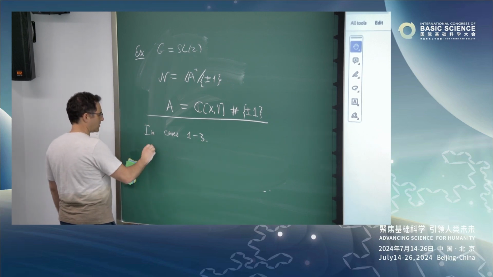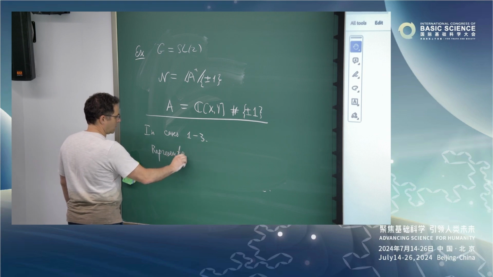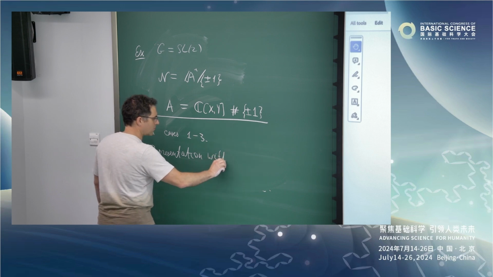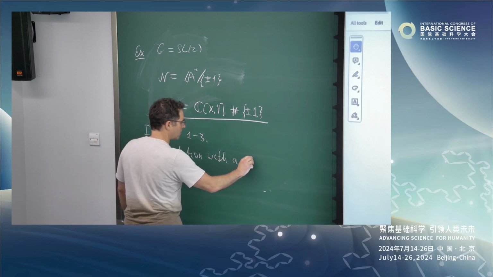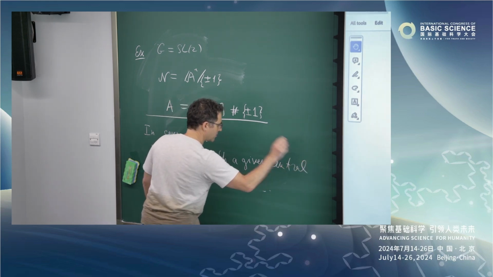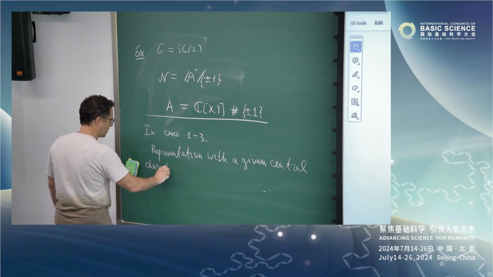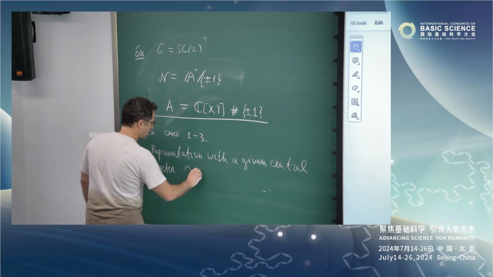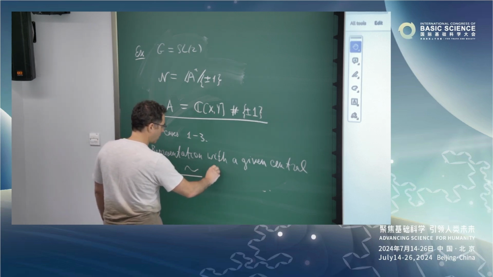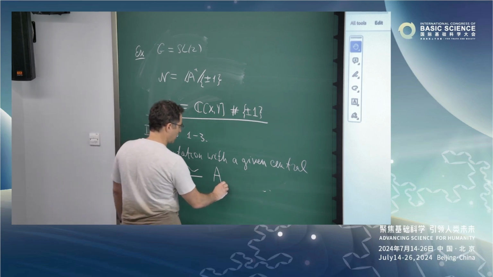the category of representations with a given central character. I mean, this central character is the first in the representation. We'll look at representation theory. But the point is that it's identified with representations of the algebra A, sitting at a certain point.